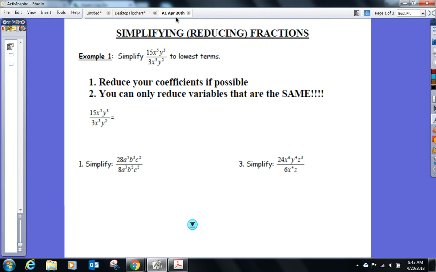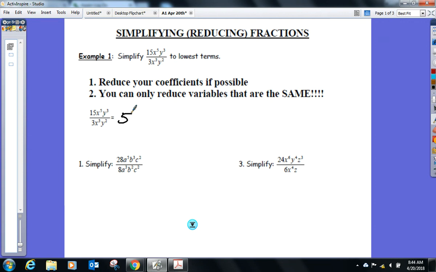15x to the 5th, y to the 3rd, all over 3x to the 3rd, y squared, to lowest terms. The first thing I always deal with is the coefficients, the numbers out in front. So 15 over 3 reduces down to 5. Now you can only reduce like variables, so x's with x's, y's with y's.